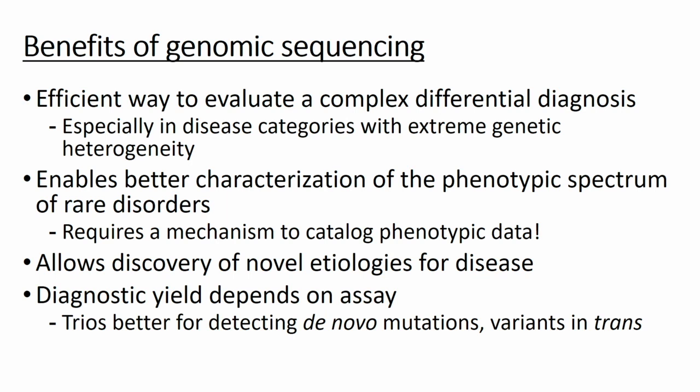Certainly, genomic sequencing has proven to be a fruitful method for discovering novel etiologies for disease, trio sequencing, discovering new de novo mutations, and so forth has been an incredibly productive area for our field in the last few years. I will point out that the diagnostic yield of any testing is going to depend on the assay. Trios have been better for detecting certain types of mutations, but in fact, exomes and genomes have different capabilities, and we need to keep that in mind.